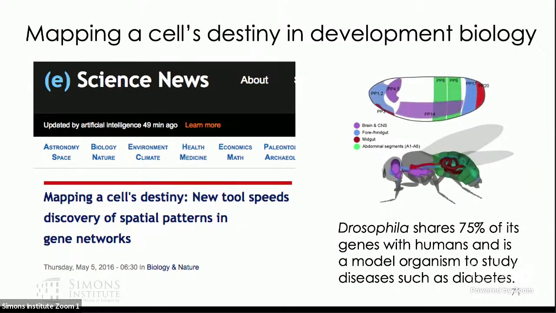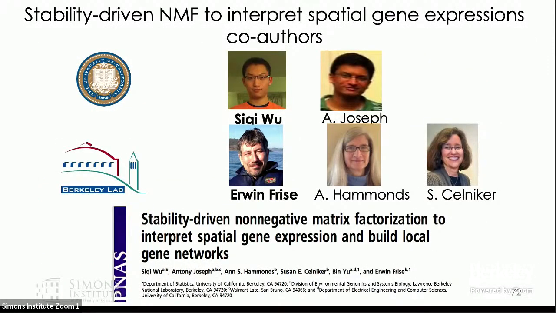So this is an older project. We try to figure out how, in a Drosophila fruit fly embryo in the beginning, the different parts, colored by colors, turn into different organs in the adult fruit fly. So this is developmental biology, where you want to figure out the pre-organ regions and how they turn into the adult regions. This is a collaboration with Erwin Frise and Sue Seneker and Andy experiments, led by my former student, Siqi Wu, and the postdoc, Joseph, was also engaged. So this is an older paper.